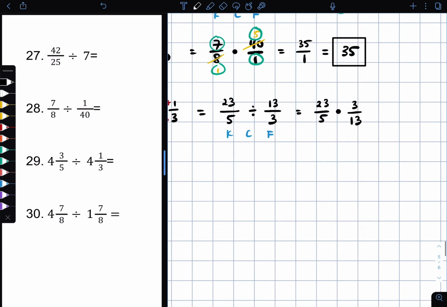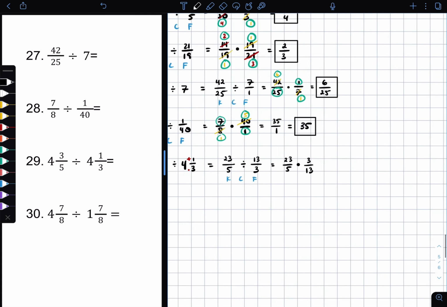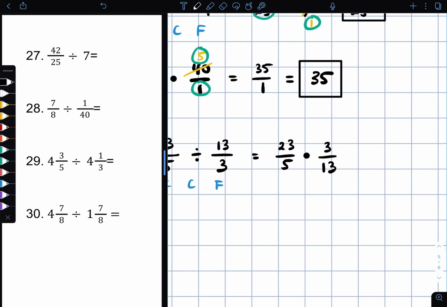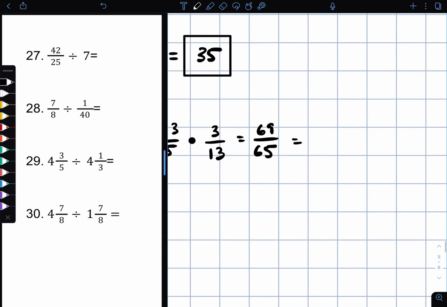Looking around to cross cancel, I don't think we can cross cancel. Everything seems to be prime. And so 23 times 3, that'll be 69, and then 5 times 13, that'll be 65. This goes in one time with 4 left over, so it's going to be 1 and 4/65. That would be the final solution here.